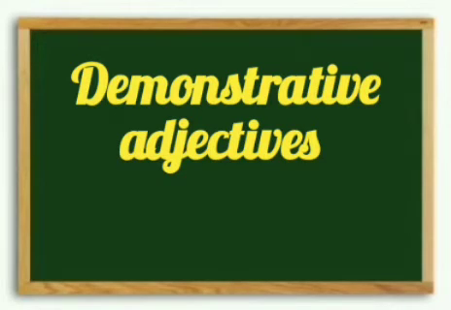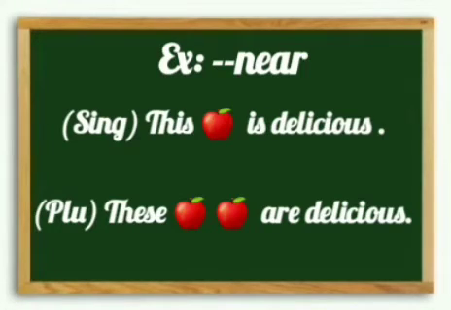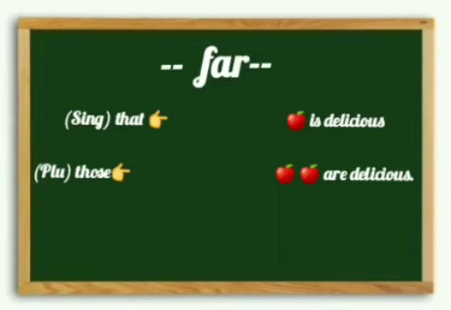And now let's see the demonstrative adjectives. Demonstrative adjectives are adjectives that are used to modify a noun so that we know which specific person, place, or thing is mentioned. If it is near, use this. Example, this apple is delicious, but the plural, these apples are delicious. If it is far, use that. Example, that apple is delicious, and the plural, those apples are delicious.